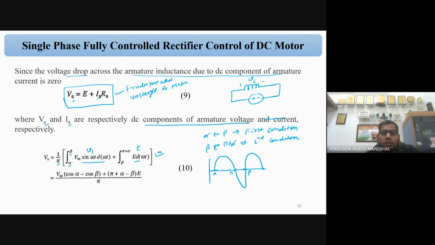So we take the integration of Vm sine omega t. What is the integration of sine omega t? That is cos omega t. So Vm times cos alpha minus cos beta, because the lower limit is alpha and the upper limit is beta, and the sign gives cos. So cos alpha minus cos beta plus the integration of E. E is a constant, so we get pi plus alpha minus beta into E, divided by pi. That is the integration of VA. So ultimately VA is this equation.